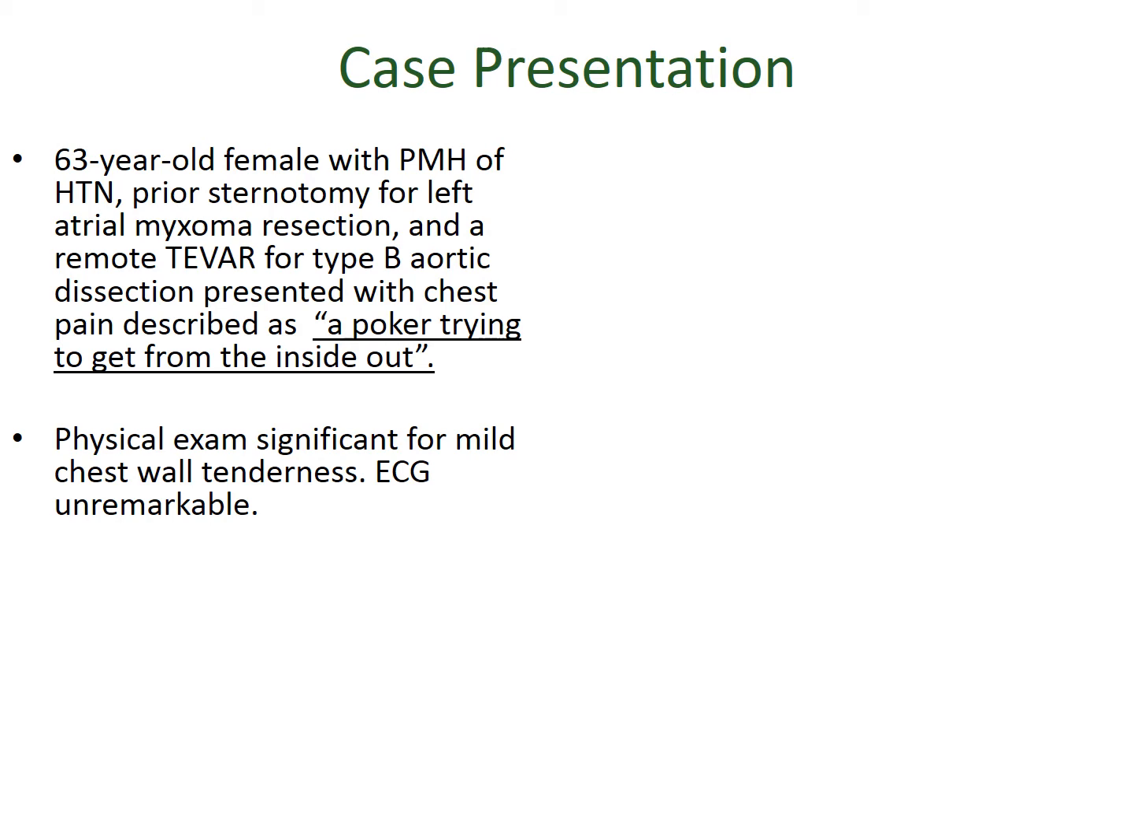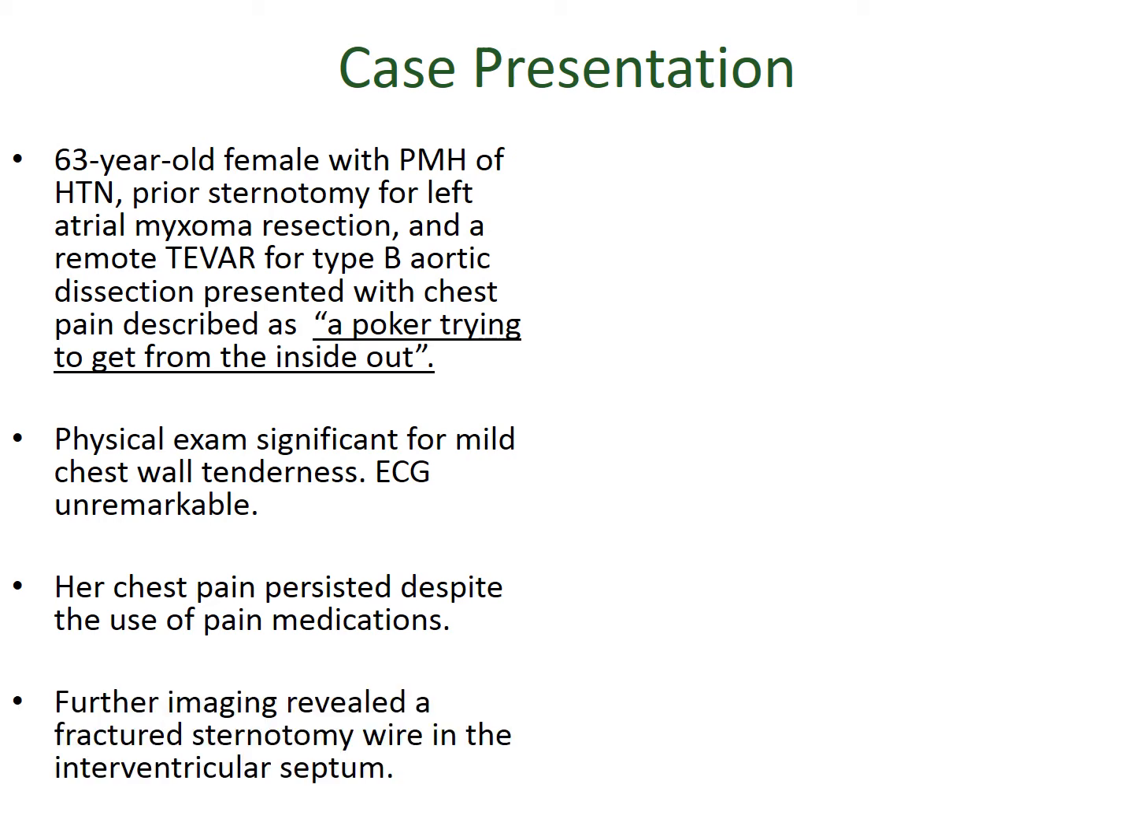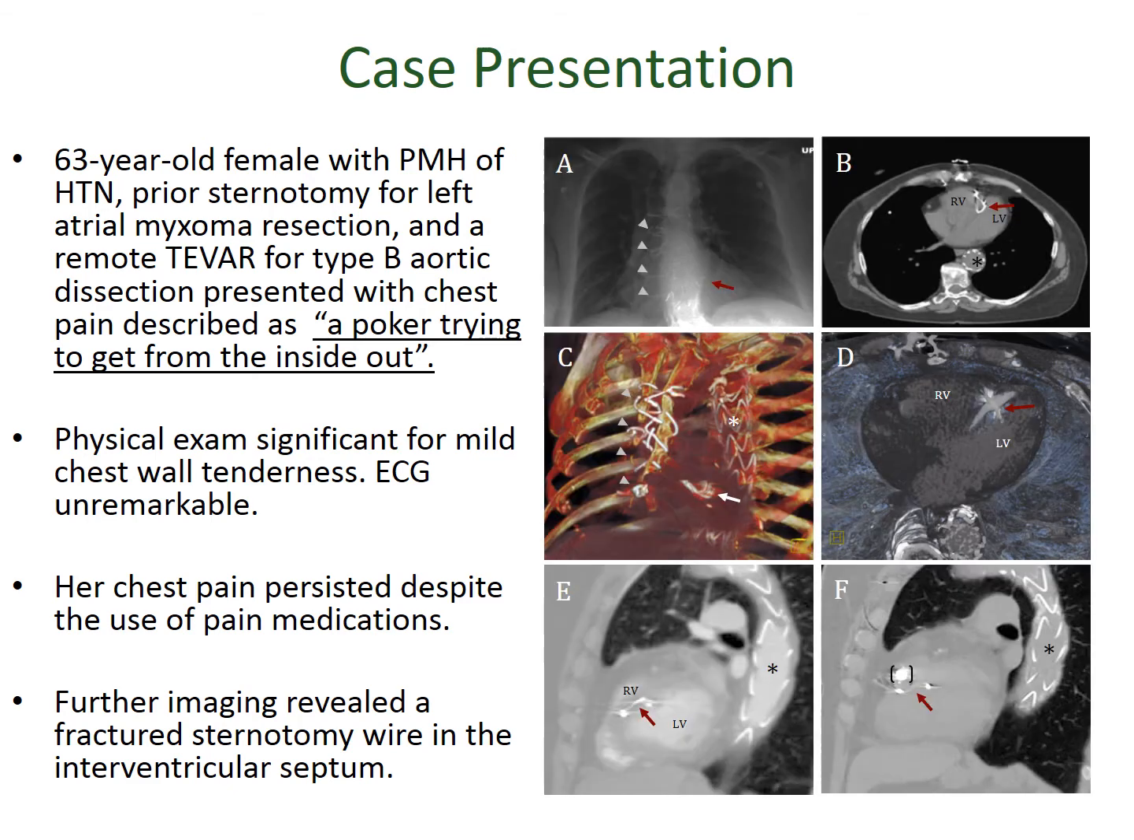Physical exam was significant for mild chest wall tenderness. Her EKG demonstrated no ST-T abnormalities suggestive of ischemia. Her chest pain persisted despite treatment with NSAIDs, gabapentin, and tramadol. Further imaging workup revealed a fractured sternotomy wire in the interventricular septum.